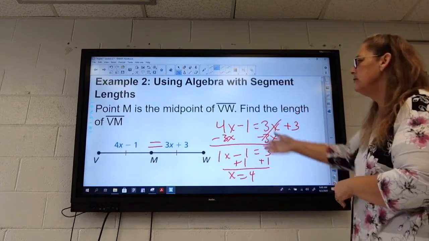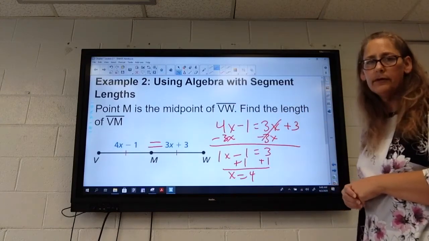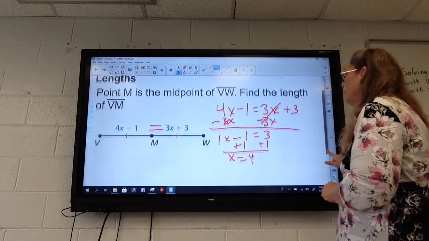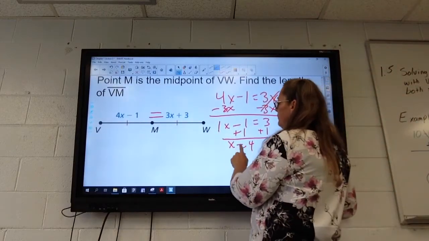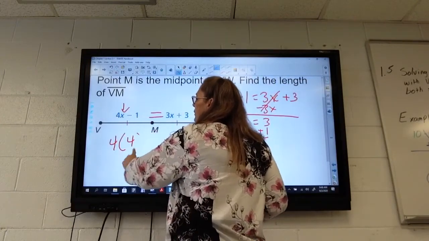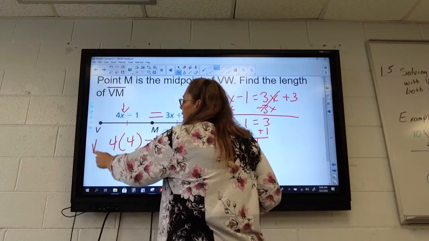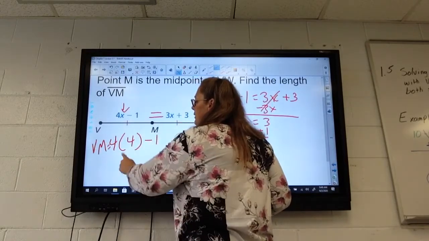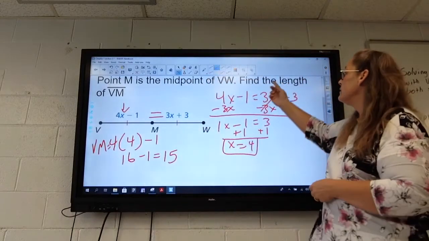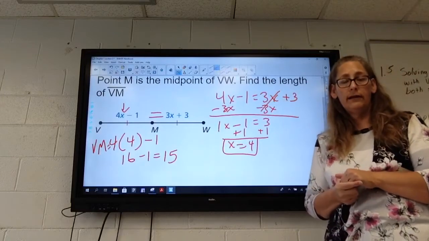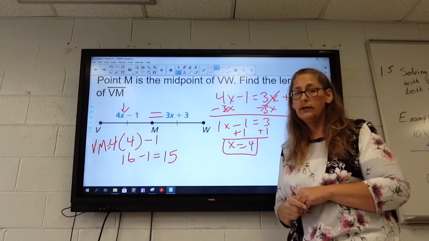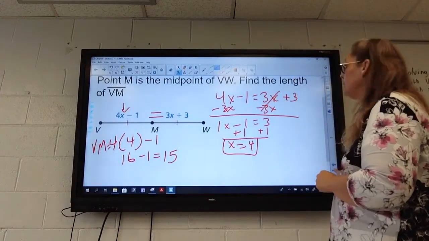But does it ask you for x? It says find the length of VM. So no, you didn't finish the problem. You now need to substitute it back in. You need to put the 4 back in here. So 4 times 4 minus 1, because that's what VM is equal to. So that's 16 minus 1, which is 15. That's the answer. Find the length of VM. That's how long VM is. All you found was x, so there's multiple parts to this that you have to do. You're not done with just the letter. Check and read. All right.